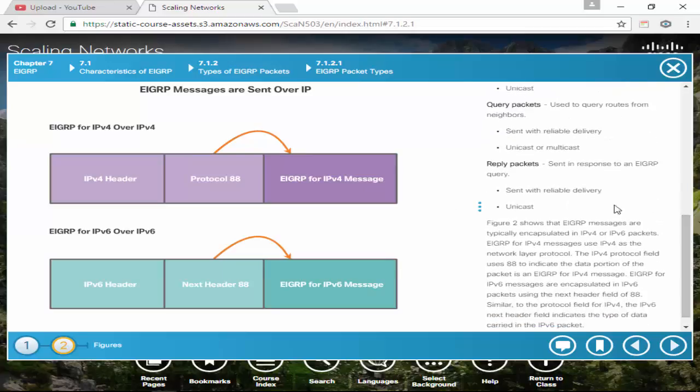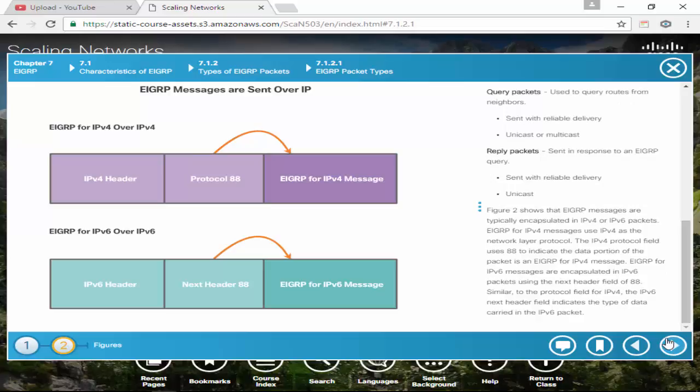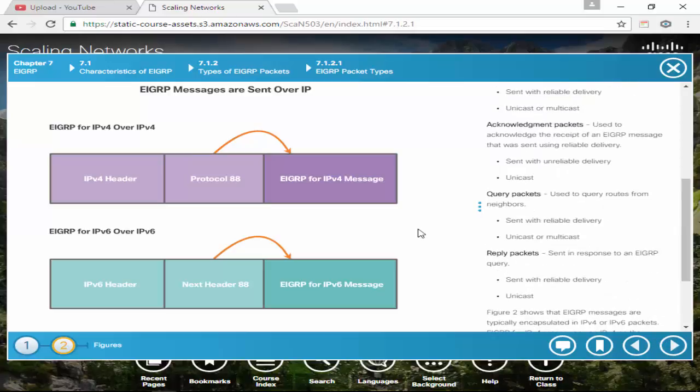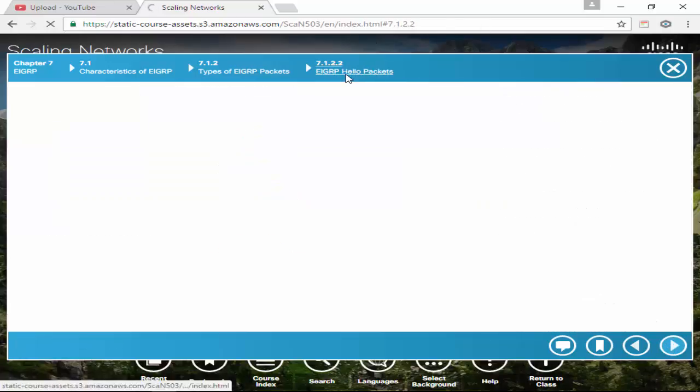Reply is sent in response to an EIGRP query. RTP reply is always unicast, right? Because somebody has queried. Now the query can be unicast or multicast as well, so there you're looking for information.